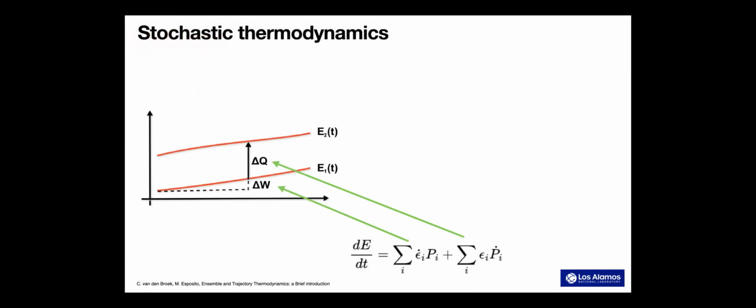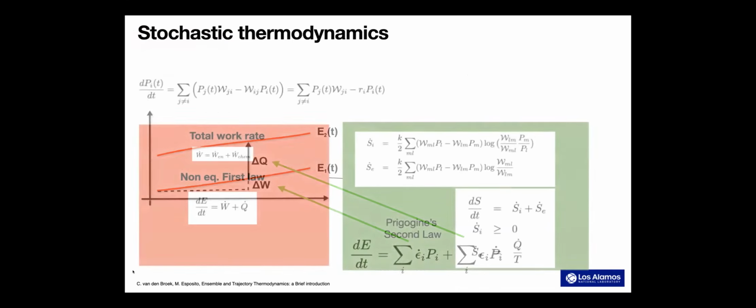Stochastic thermodynamics, here's the one-liner. It allows you to describe out of equilibrium, give names to what is work and what is heat, or heat changes and work changes. There is a very nice paper by Van den Broeck and Esposito. I advise having a look, but there are plenty of very nice reviews out there.